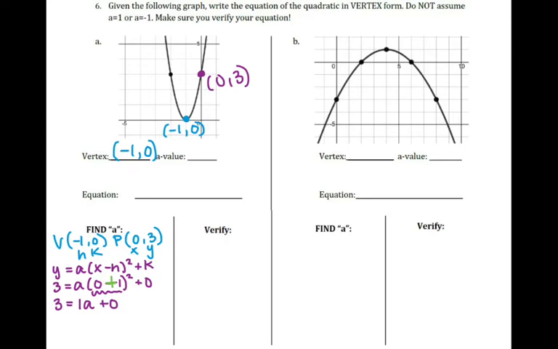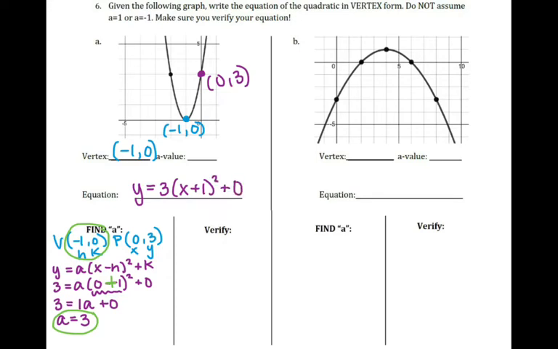I guess I could subtract 0 from both sides, and you get a equals 3. Okay. So to write the equation, now that I have a, I'm going to go ahead and circle what I'm going to use. I'm going to use a, h, and k to write my equation. So my equation is going to be y equals a, which is 3, (x minus h) squared plus k.